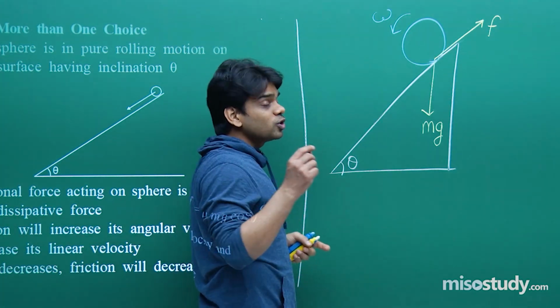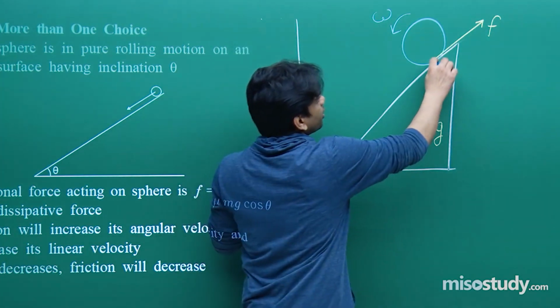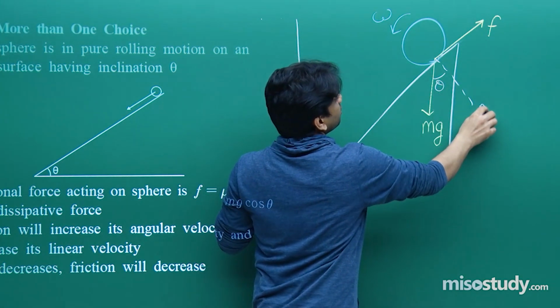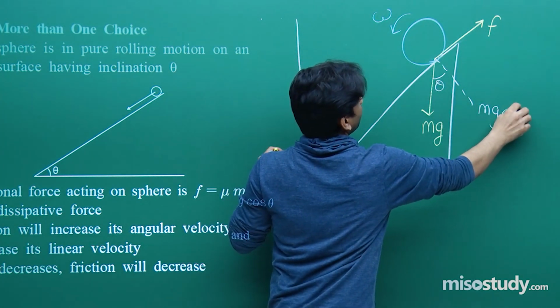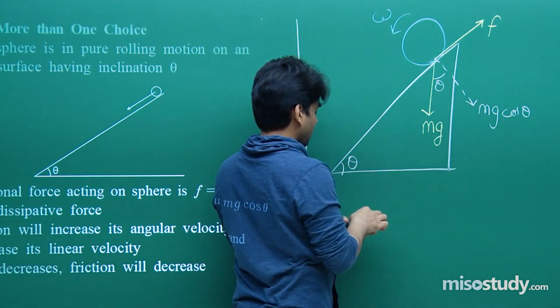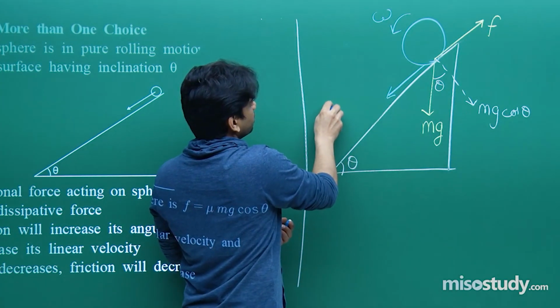Next, I need to resolve mg into 2 components. If this is theta, we all know that this will be theta. This will be mg cos theta, and the other component acting on it will be mg sine theta.